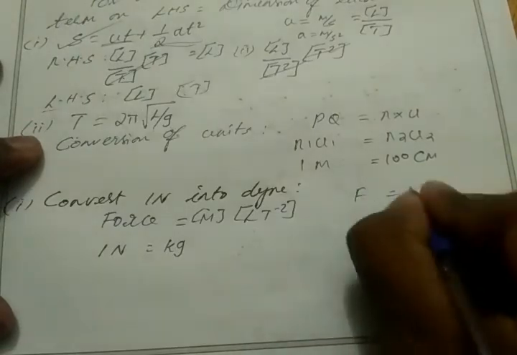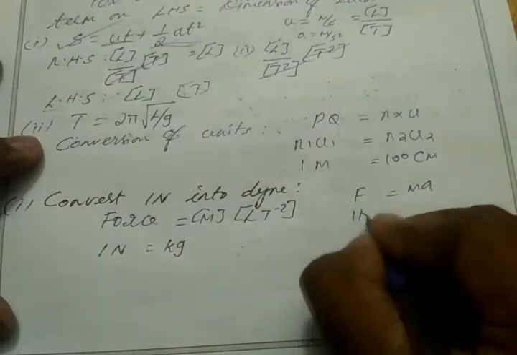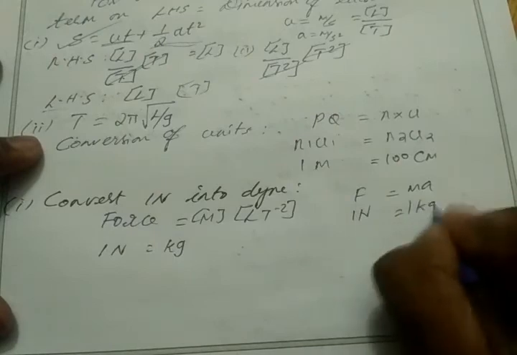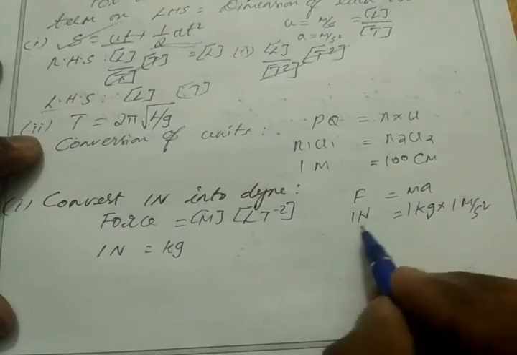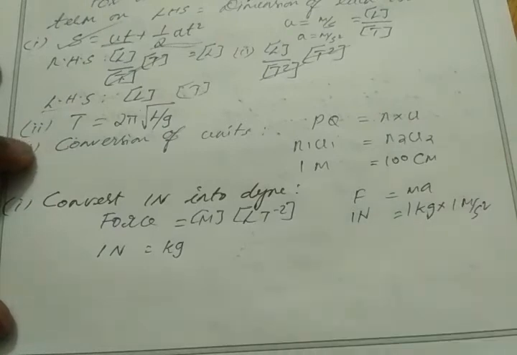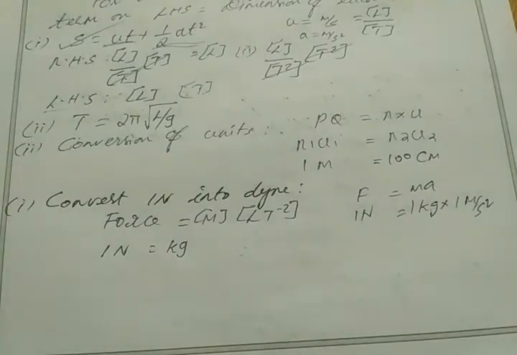So F equal to MA. 1 Newton means 1 kilogram multiplied with 1 meter per second square. Then only here you get 1 Newton. You already know the definition of 1 Newton: 1 kilogram of mass tends to move with 1 meter per second square acceleration.